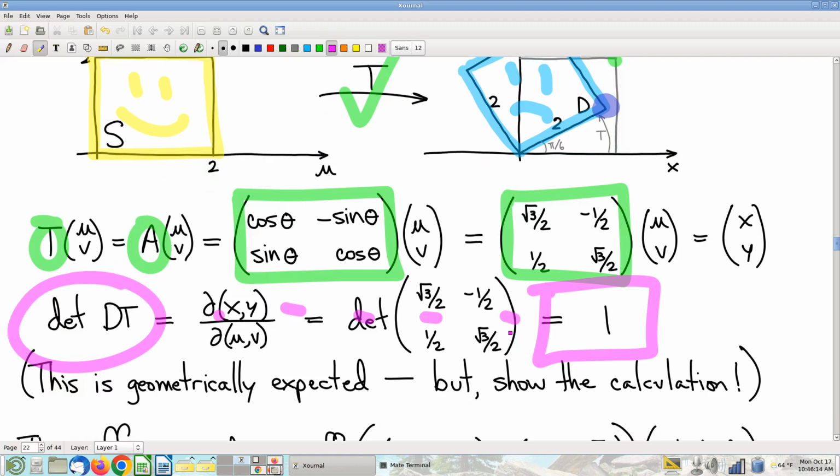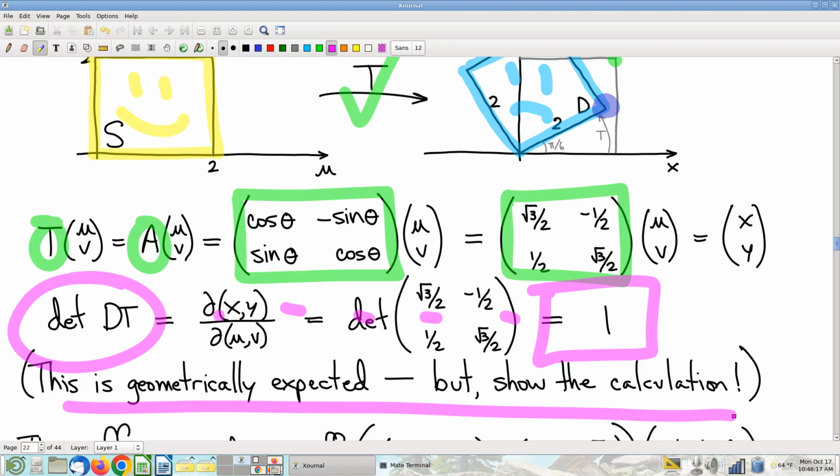And I will point out that, of course it is. It's a rotation. Rotations don't change areas, right? Rotations don't stretch at all. So, geometrically expected, yes. But on an exam, do keep in mind, when I put a question on the exam, it's because I want you to demonstrate your proficiency with the methods. And so I do want to see the calculation, even if what you're doing is geometrically obvious. How are we doing so far? We're all ready to do the pullback now. Got everything that we need.